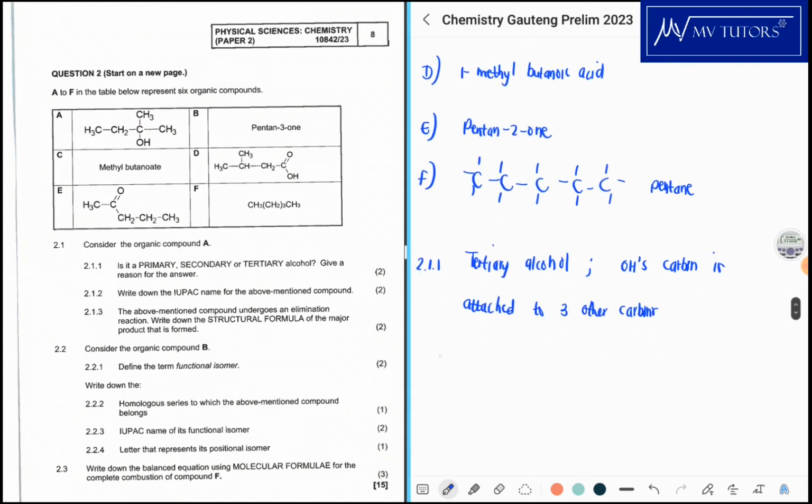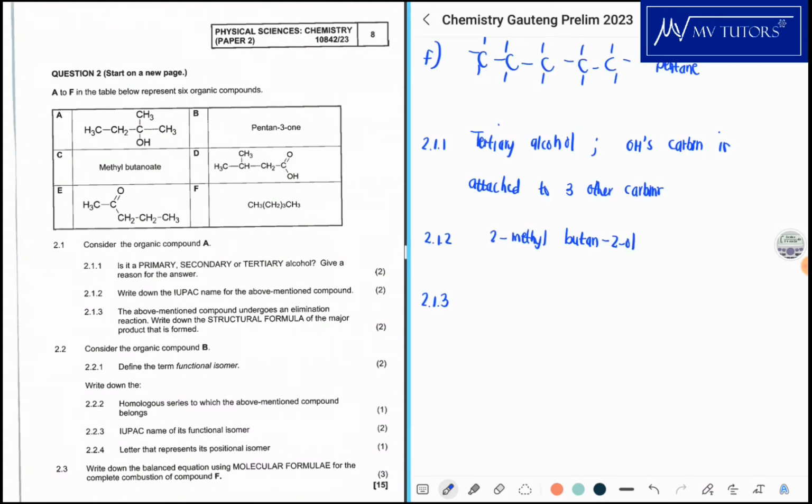All right, and then 2.1.2. Write down the IUPAC name for the above mentioned compound. So we've already done that. All right, so we said on the second carbon, we have a methyl group, so 2-methyl. And again on the second carbon, we have the OH group, so 2-methylbutan-2-ol.